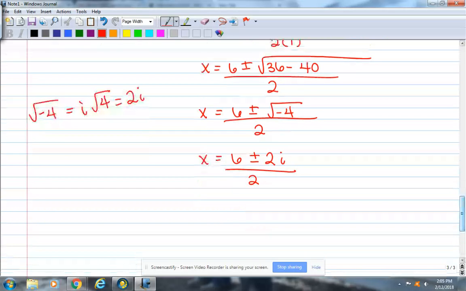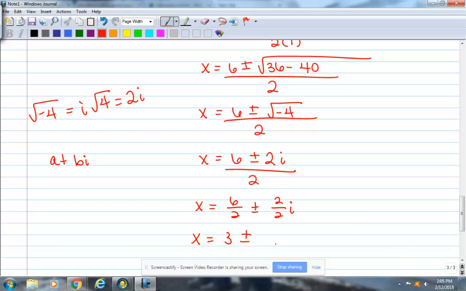In standard form, remember, we have to write it a plus bi. So how do we write it a plus bi instead of this big old fraction? 6 divided by 2 is 3, plus or minus 2i divided by 2. So simplify that. We got 3 plus and minus what? 1. i. Or just i, right? So that's 3 plus i and 3 minus i, if that was multiple choice.